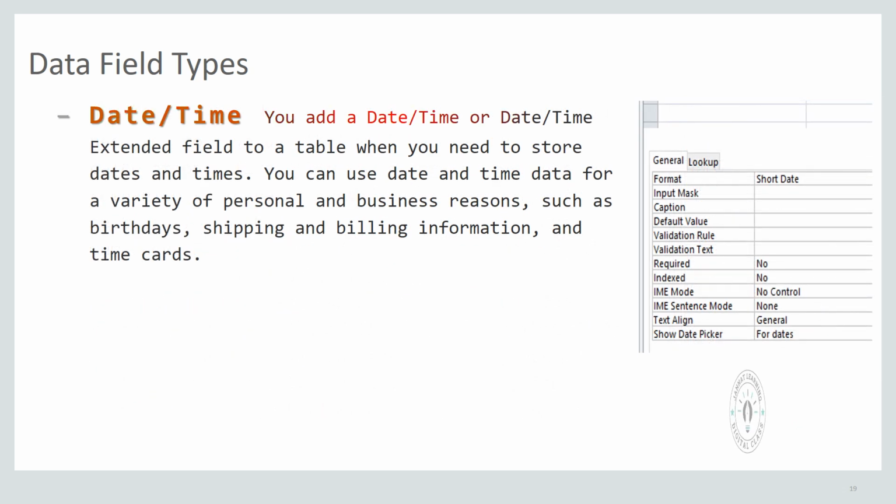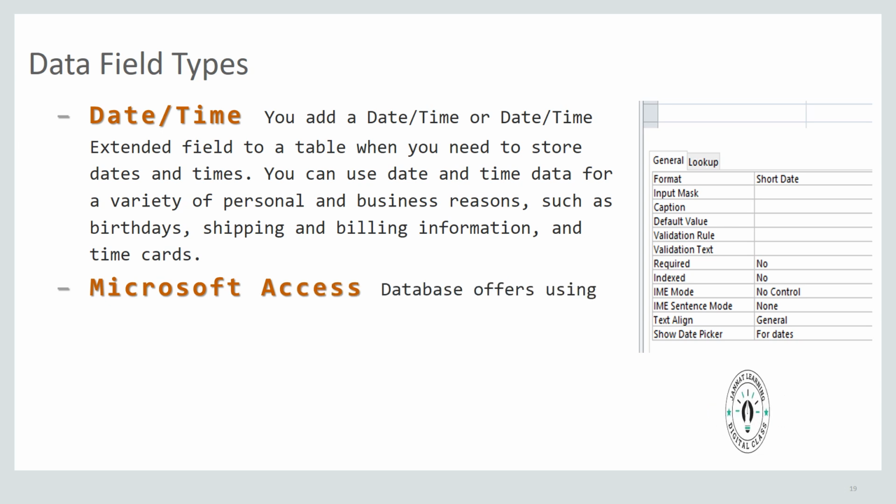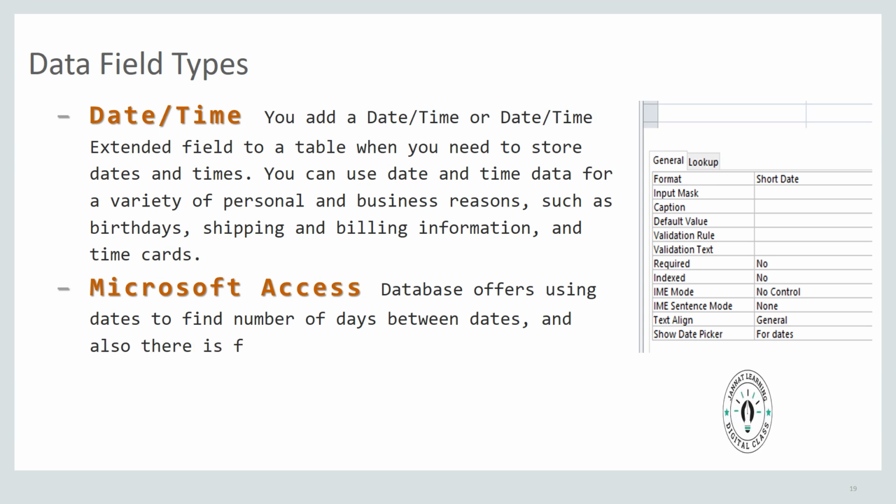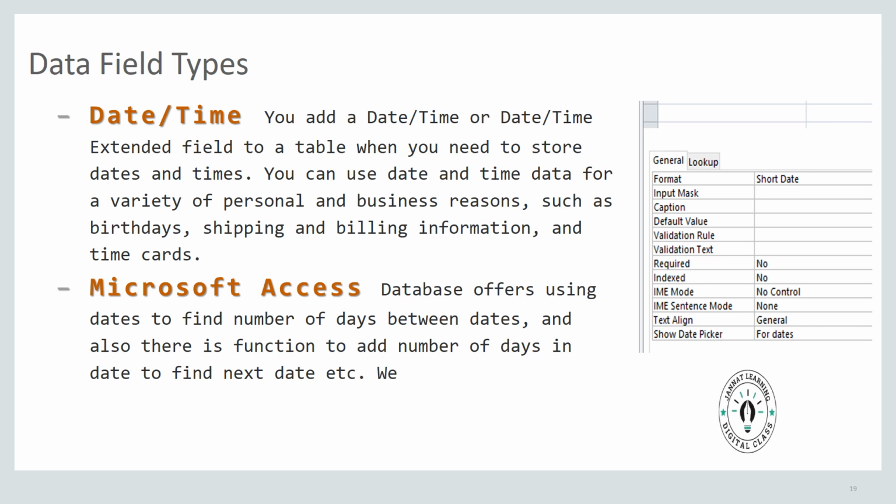Date or time. You add a date, time or date, time extended field to a table when you need to store dates and times. You can use date and time data for a variety of personal and business reasons, such as birthdays, shipping and billing information, and time cards. Microsoft Access database offers using dates to find the number of days between dates, and there is also a function to add a number of days to a date to find the next date, etc. We may see these functions in the query topic.